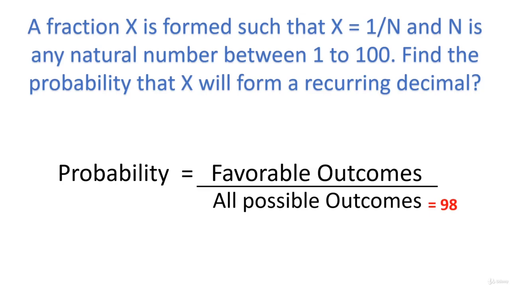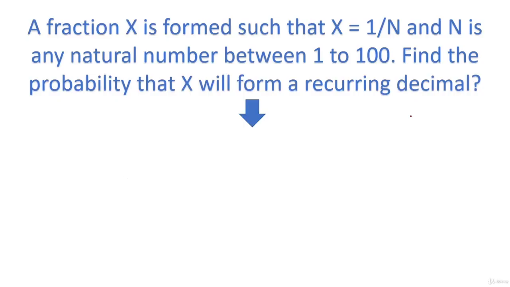Now the only challenge in this question is basically to find out the favorable outcomes. When will our answer be favorable? Whenever the fraction x will form a recurring decimal. So the whole idea here is to find out how the fraction x will form a recurring decimal. That is the main challenge in this question. If you've realized this, now things become very, very easy here.